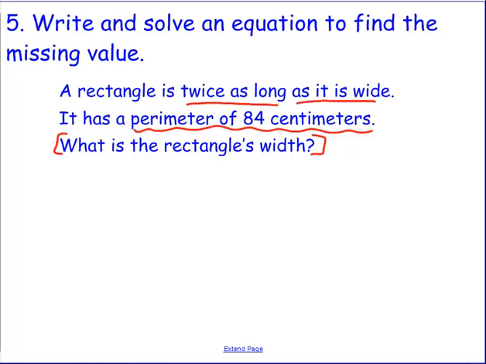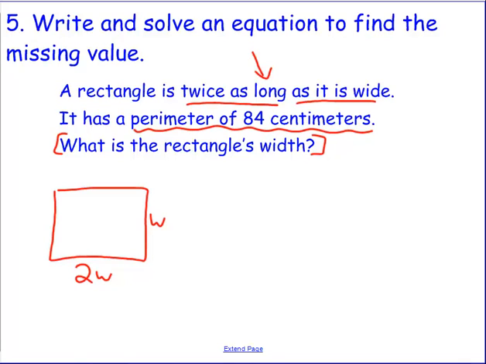Big thinking strategy here would be to visualize by drawing a picture. I definitely want to get this idea down on paper so I can picture this idea. My two unknowns would be the length and the width, but I see by this sentence that it's twice as long as it is wide. That helps me know that if I had the width of W, I would have a length of 2W.